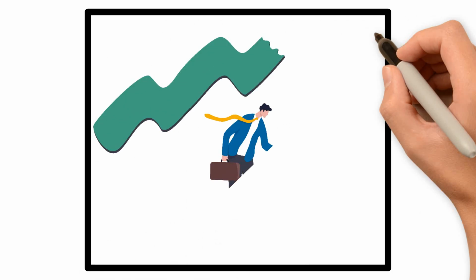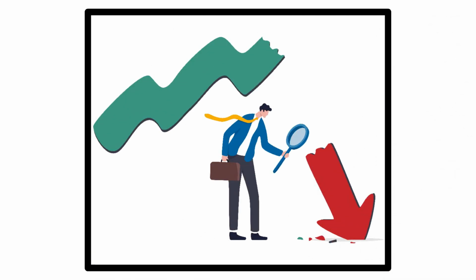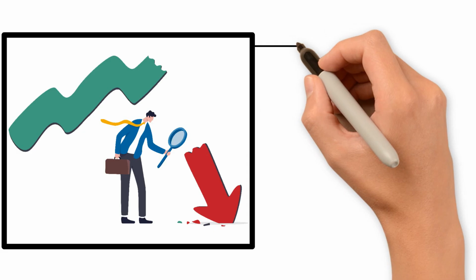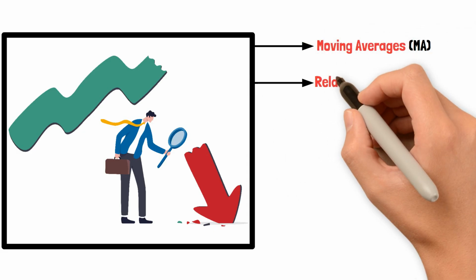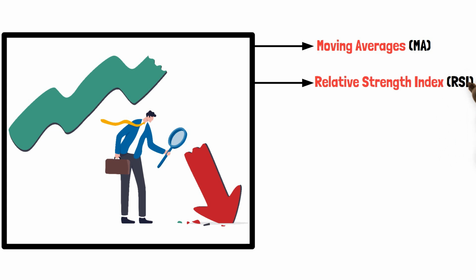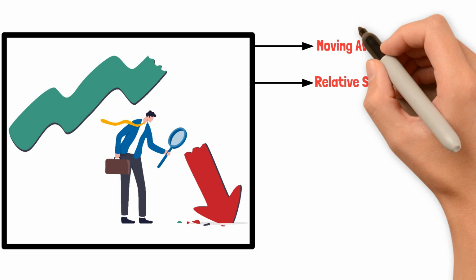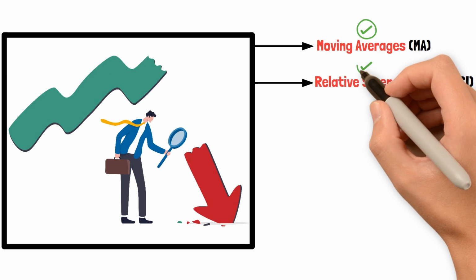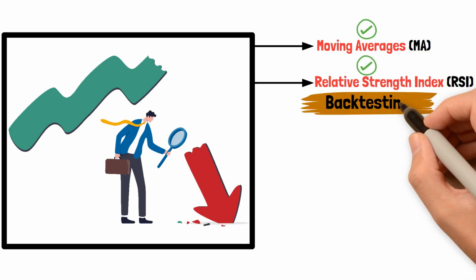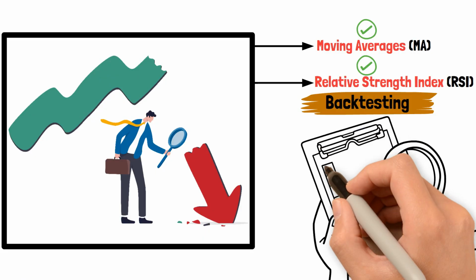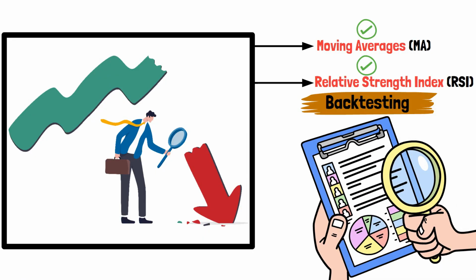A good trading system uses this analysis to create rules that help predict how prices will move in the future. For example, it might include rules based on technical indicators like moving averages or relative strength index, RSI, or it might rely on patterns found in the price history of a stock. Once these rules are set, they need to be tested. This is often done through a process called backtesting, where you apply your rules to historical data to see how well they would have worked in the past.